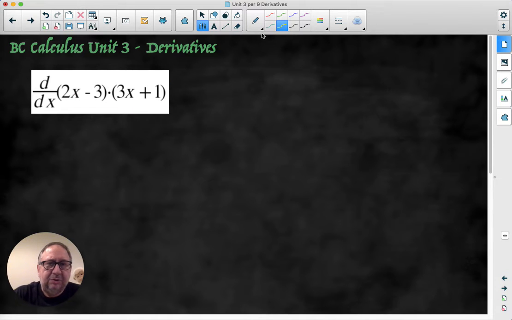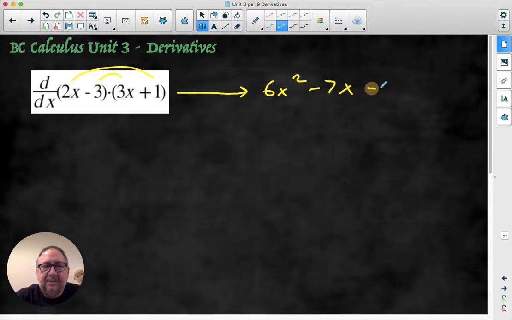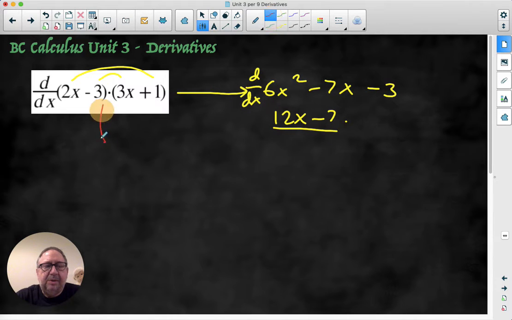Let's take a look at the derivative of this product, 2x minus 3 times 3x plus 1. And there are actually, in this case, 2 ways to solve this problem. One is we could FOIL it out and then take the derivative. If we were to do the FOIL process, we're going to get 6x squared, we have a negative 9 and a positive 2, so minus 7x, and then minus 3. And the derivative of this will be, from our previous rule, 12x minus 7, which is not so bad to do.